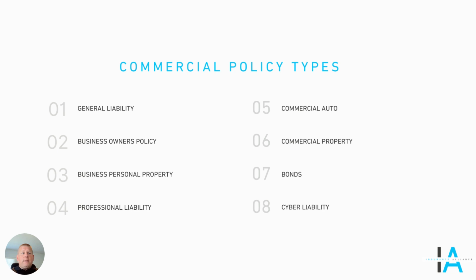Business personal property, professional liability, commercial auto, which is very self-explanatory, commercial property, bonds, and cyber liability. Cyber liability is a huge topic that I could talk for a few hours just on this piece alone, because there are so many ins and outs of the type of cyber crimes that are happening today and how to best protect your business. I'm not going to go into more detail than that today, but for more information, you can definitely reach out and we can have that conversation.